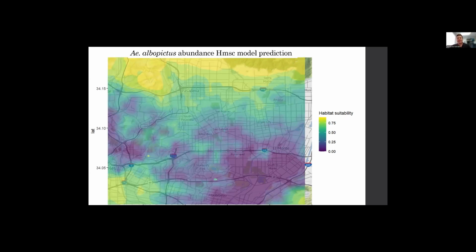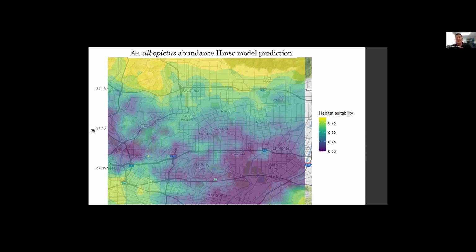Looking at our Aedes albopictus abundance in space with predictions, we have a similar pattern to Aedes aegypti. However, there's some notable differences. So there's less predicted abundance in the southwest LA region and higher predicted abundance in the foothills of the San Gabriel Mountains, which does agree with our previous species trap rate models.